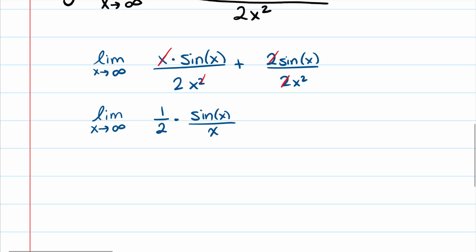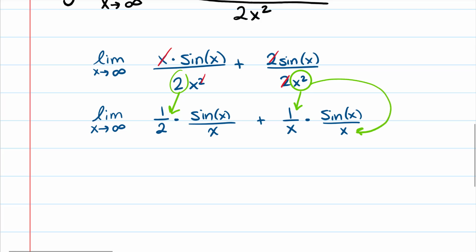And what I did here, this allowed me to break this up so I get that sine of x over x, and the 1/2 came from this 2 being in the denominator. And then I get plus 1 over x times sine of x divided by x. And this came from the x squared right here. One of the 1 over x's went here, and the other one went right there.